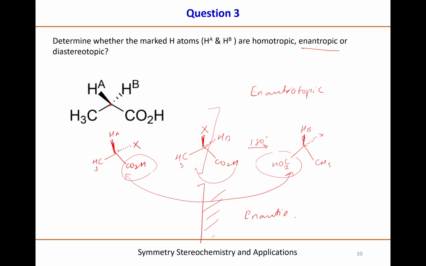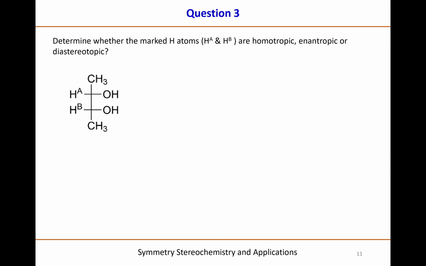If I change the HA, I will get a different enantiomer, and if I change the HB, I will get a different enantiomer. So there are two different enantiomers. So that's why HA and HB are enantiotopic protons. Let's talk about the other one.